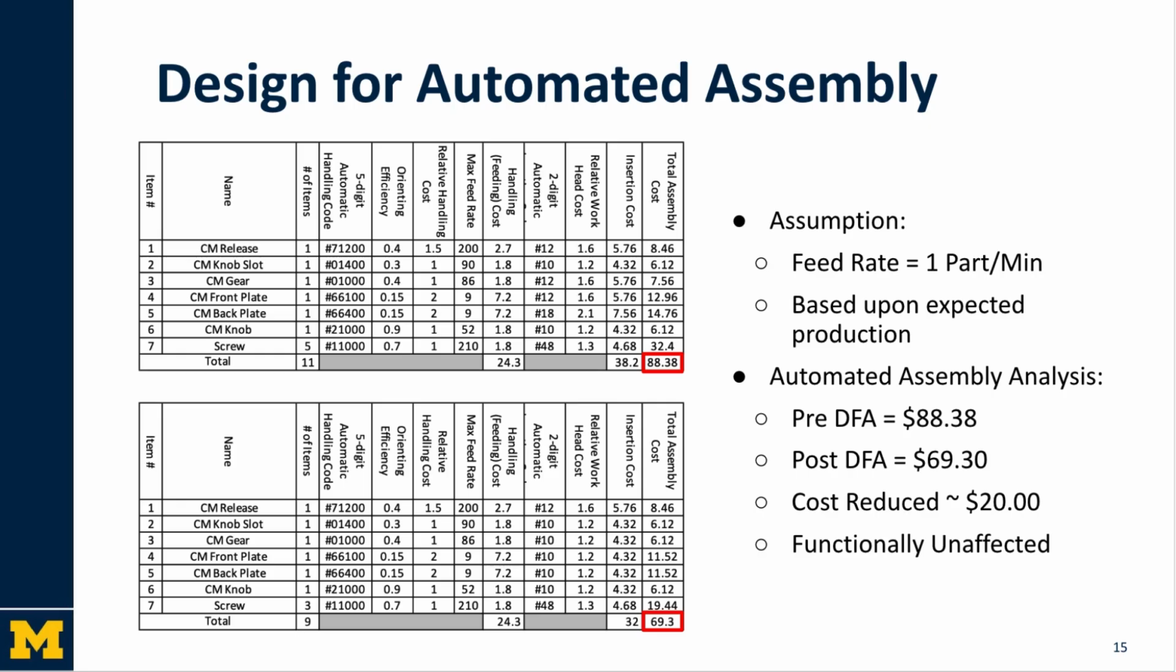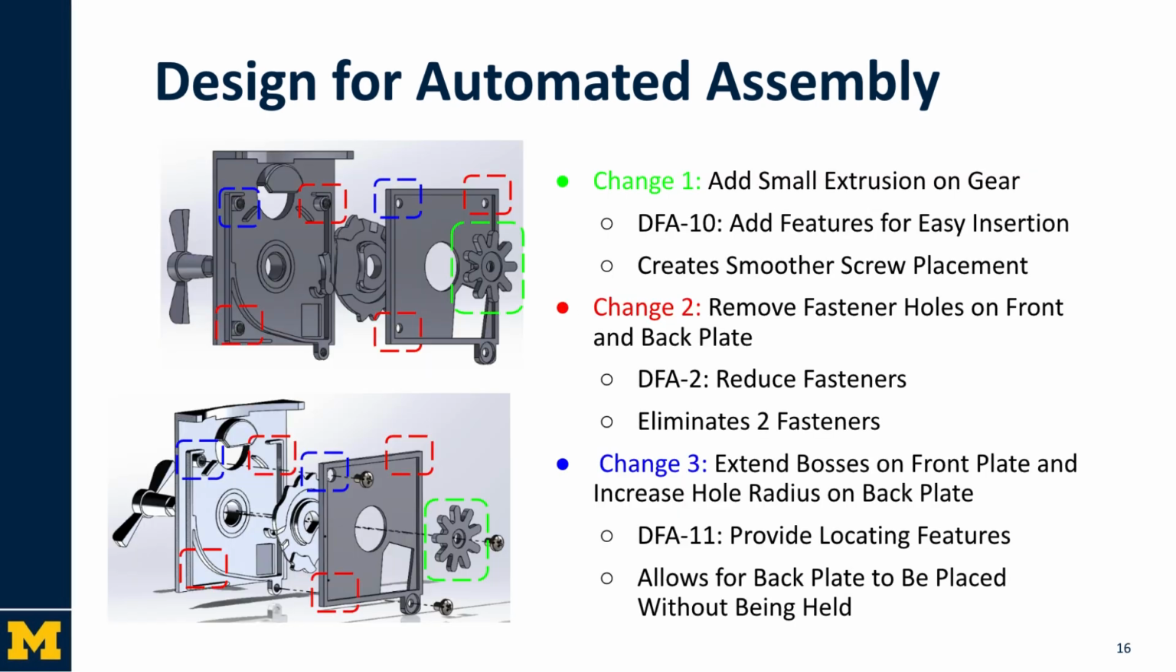After redesigning the parts with DfA in mind, the total handling and insertion cost was reduced by approximately $20 to a total of $69.30. This was based upon the assumption that the feed rate was 1 part per minute, according to expected production. Here we see the before and after automated assembly analysis. We first added a small extrusion on the gear to allow for smoother placement of the screw, which adheres to DfA 10.